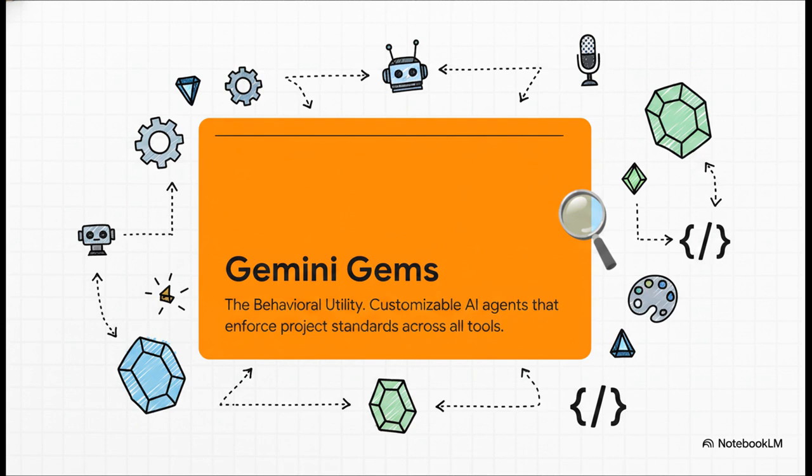And finally, we have Gemini Gems. This is our behavioral utility. A gem is basically a customizable AI agent that you get to program with very specific instructions. Think of it as your project's director or your system architect. It's there to enforce your rules, like a certain tone of voice or a specific coding style, and it does it consistently across every single tool in your pipeline.